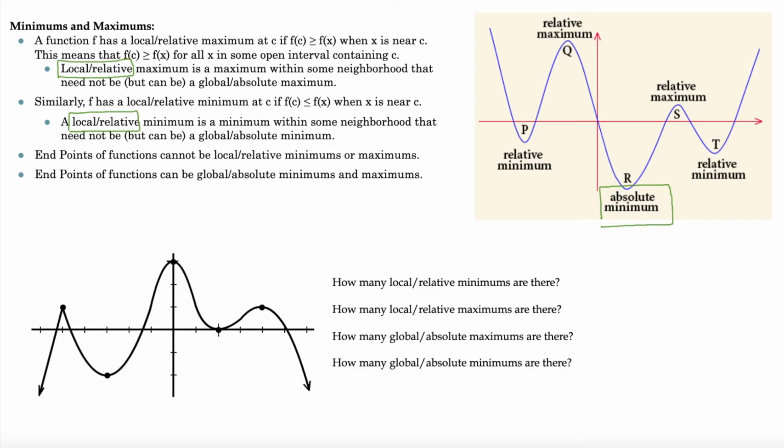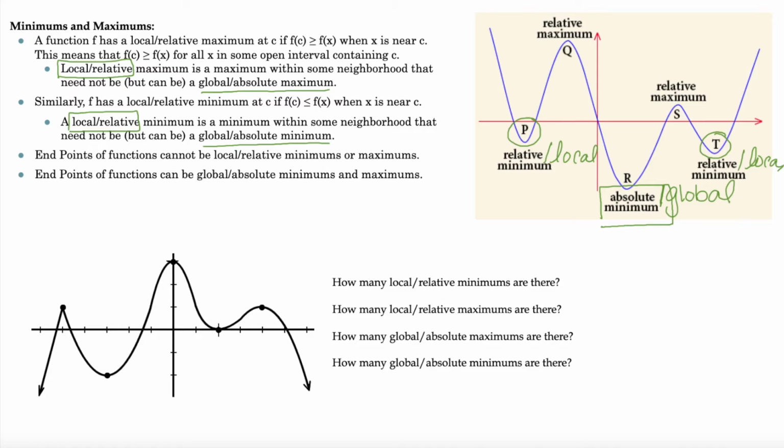Also notice that a local relative maximum or minimum can also be a global or absolute maximum or minimum. So this absolute minimum, also absolute's the same as global, so two different vocabulary words, is also a local or relative minimum. Notice point P and point T are relative minimums. They could also be known as local for vocabulary terms. But the one that is the farthest, the lowest point, is known as the global or absolute minimum.